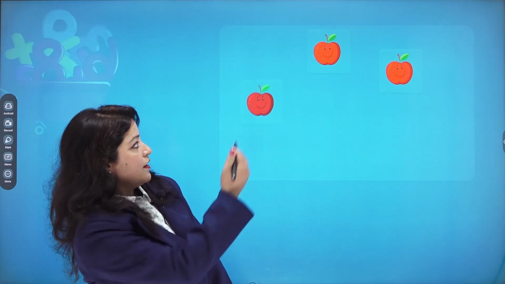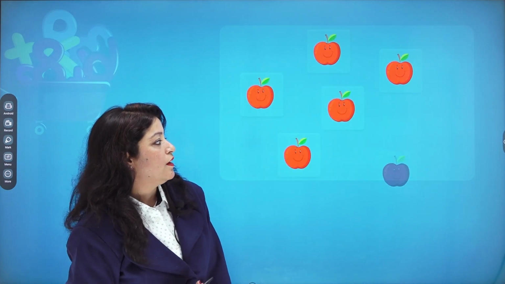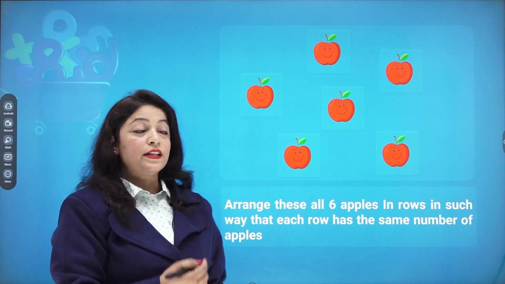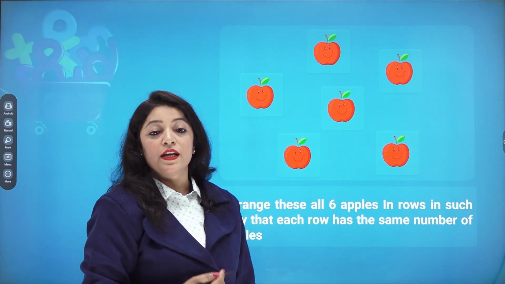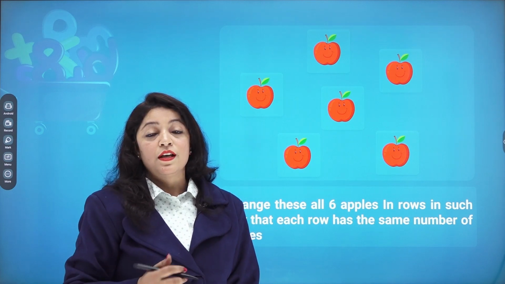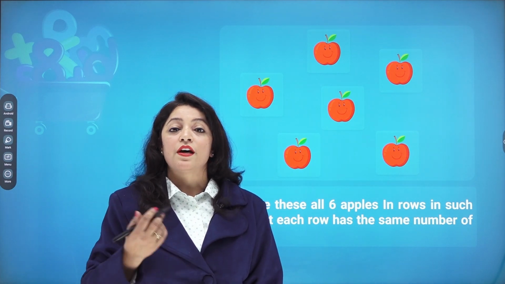Now let's begin with an example for this chapter. See, you can see some apples over here. Now let us arrange all these 6 apples in rows in such a way that each row has the same number of apples. So how many ways are there for this arrangement?